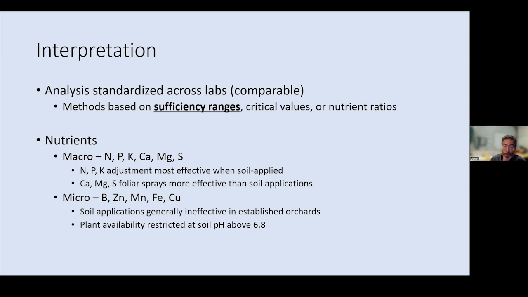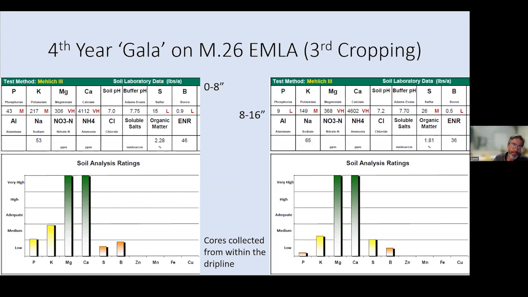But it's important to note that the plant availability is restricted at soil pH above 6.8, so keep an eye on the soil pH if you're noticing deficiency in any of these micronutrients.